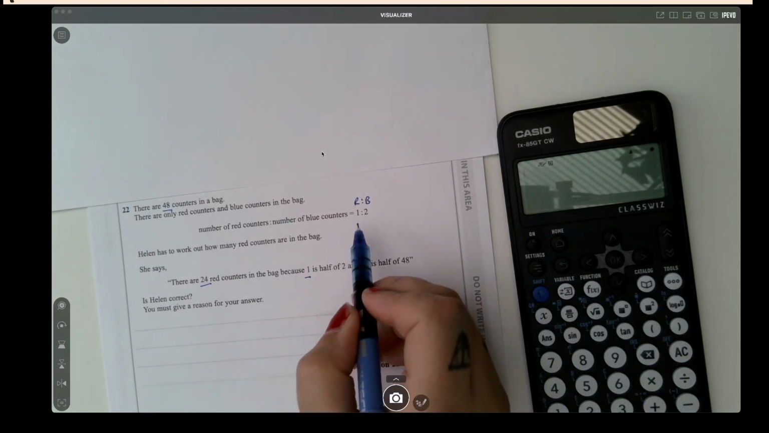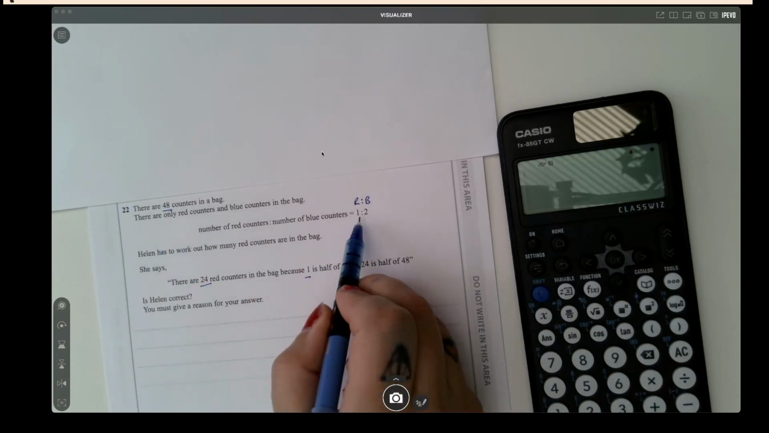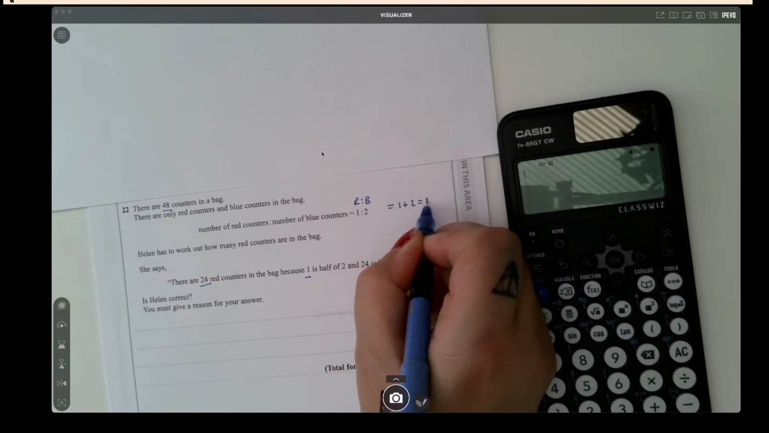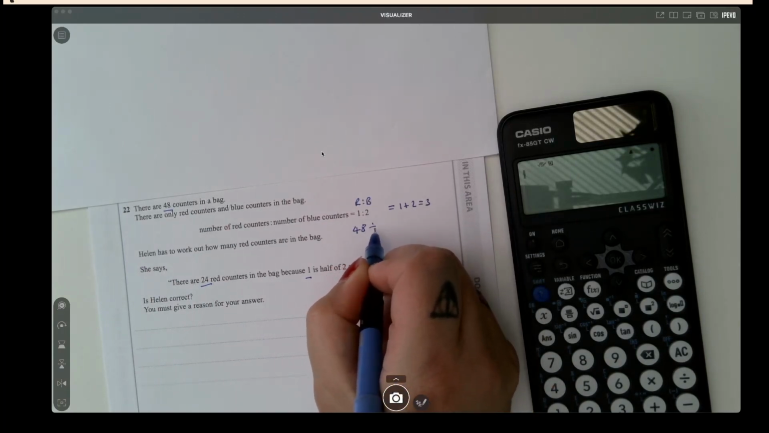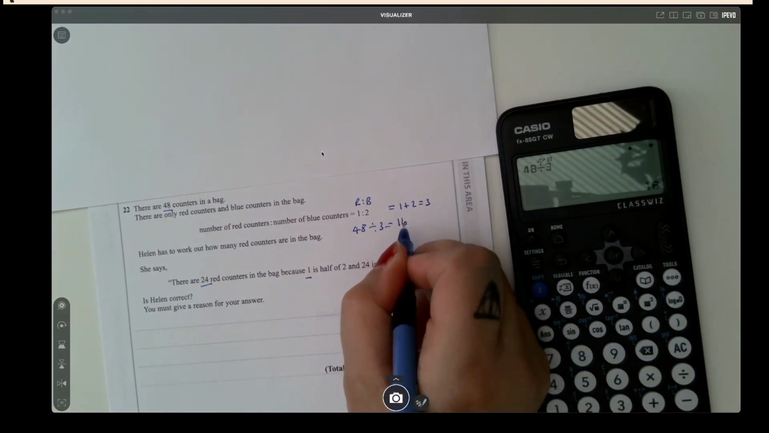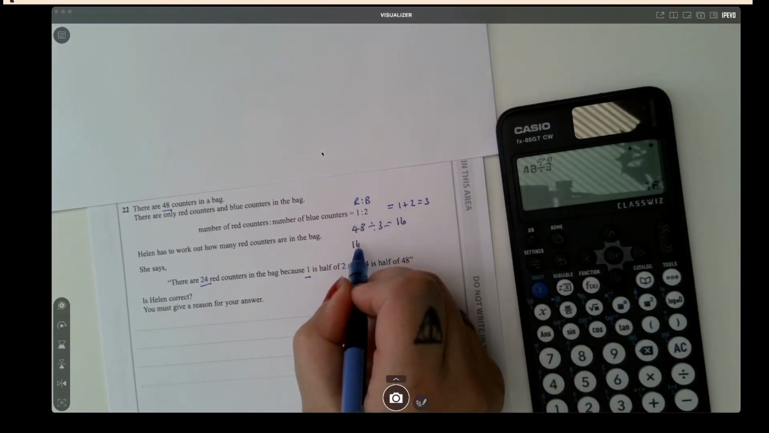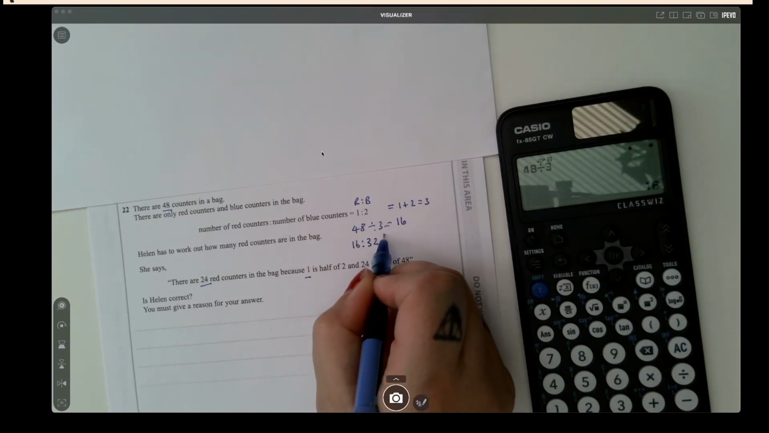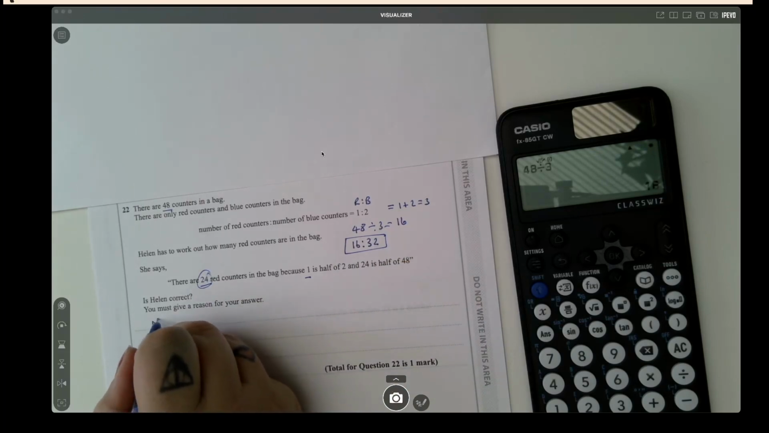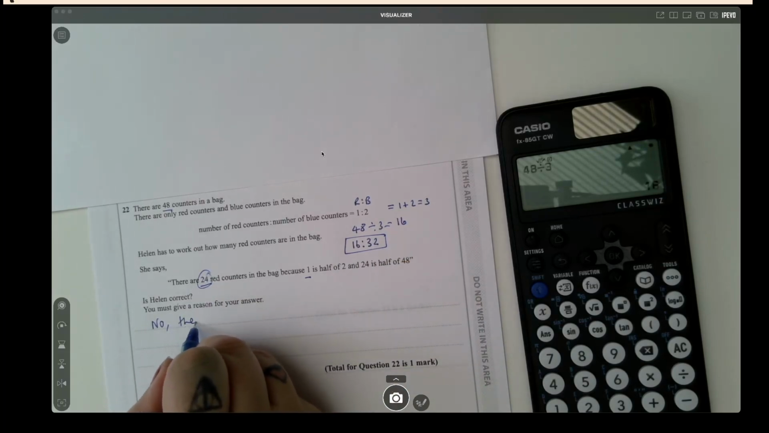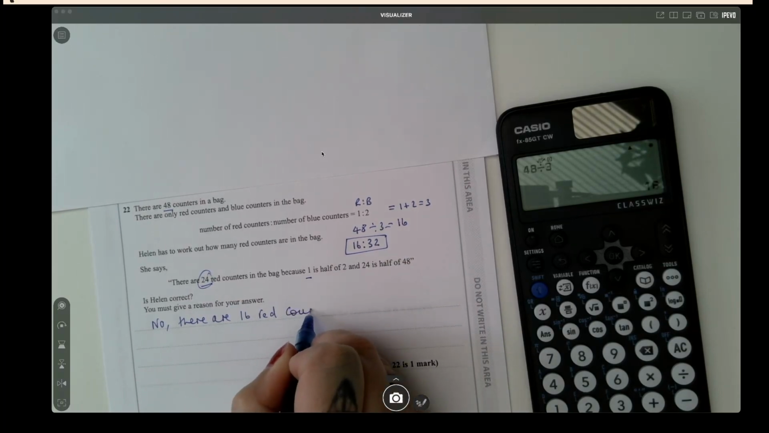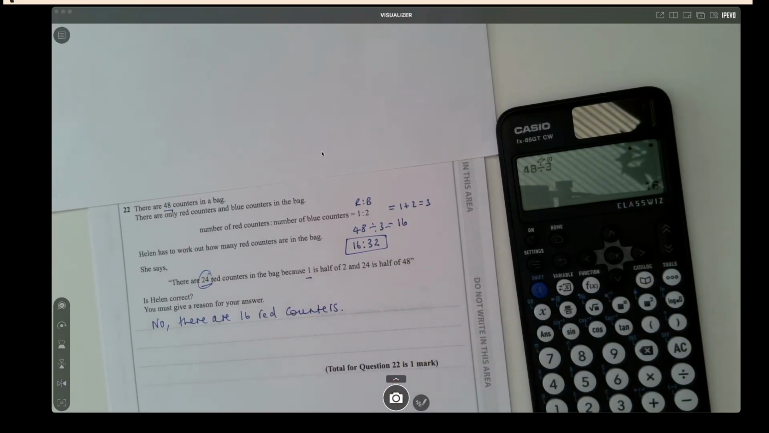So if I was sharing 48 counters into this ratio, I would get the total number of parts and I would do 48 divided by 3, which is 16. 1 times 16 is red, 2 times 16 is blue. This doesn't match what Helen's saying, so I'm going to say no. There are 16 red counters.